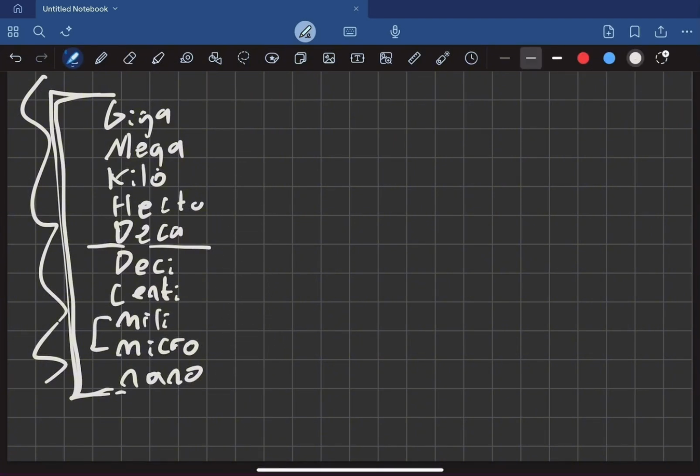I know there's mnemonics to help memorize them, so you could always use that. Like there's Great Mega King Henry died drinking chocolate milk, and then I guess just figure something out for these two because I don't know one for them.